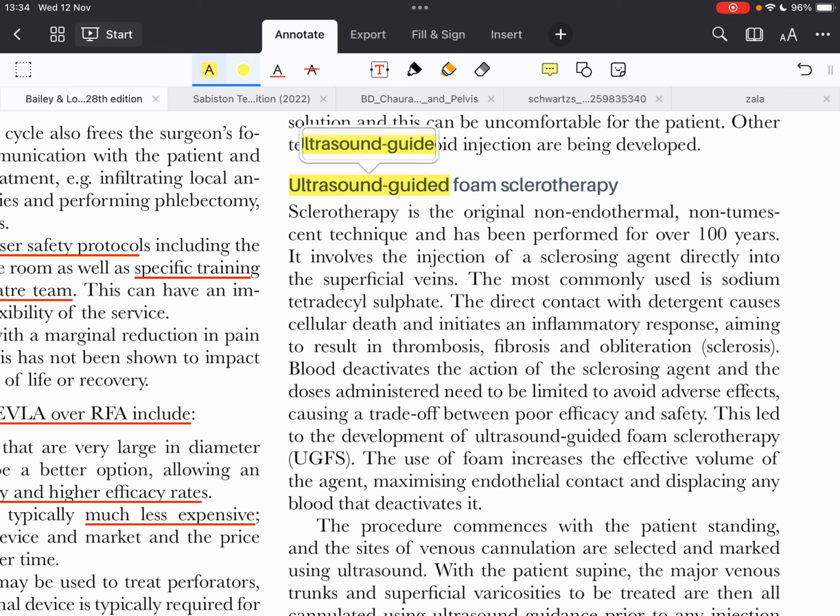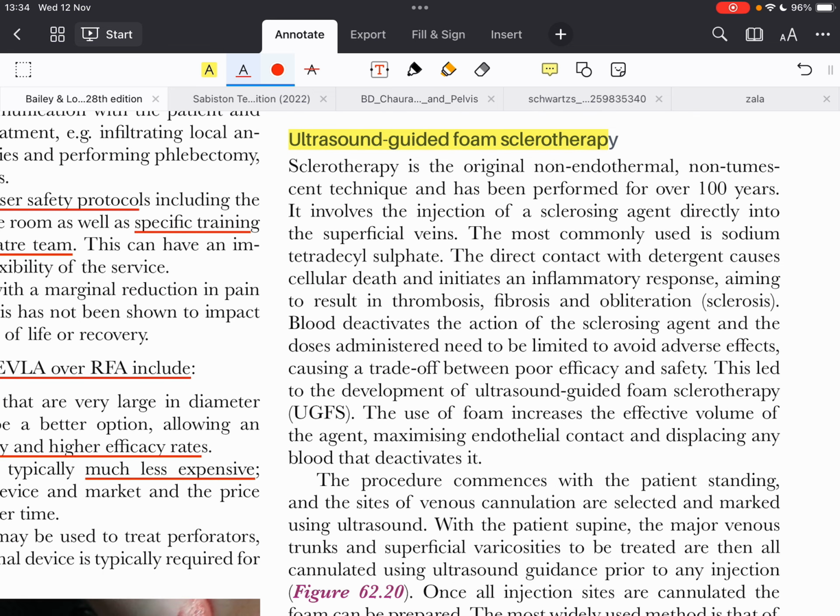Ultrasound guided foam sclerotherapy. Sclerotherapy is the original non-endothermal non-tumescent technique and has been performed for over 100 years. It involves the injection of sclerosing agent directly into the superficial veins. The most commonly used is sodium tetradecyl sulfate (STDS).